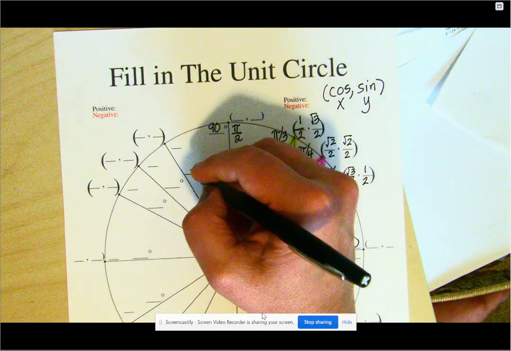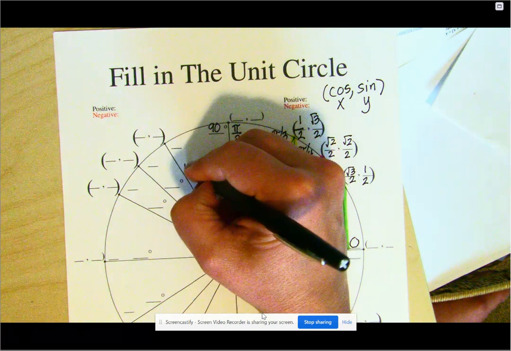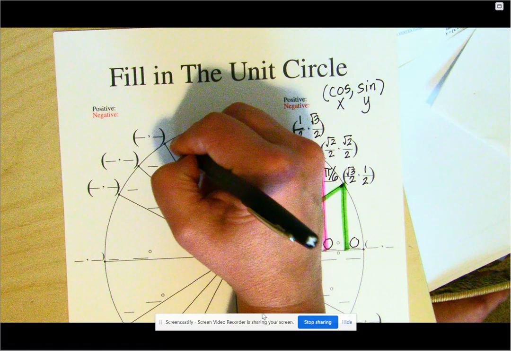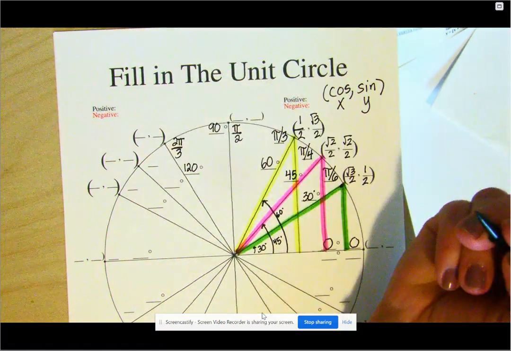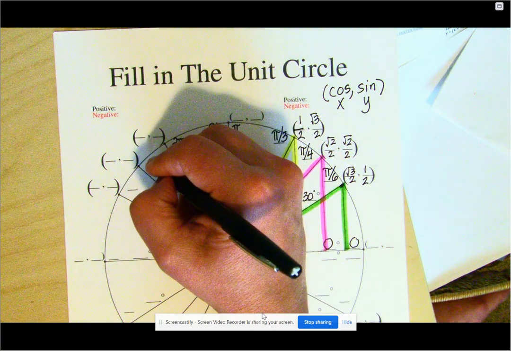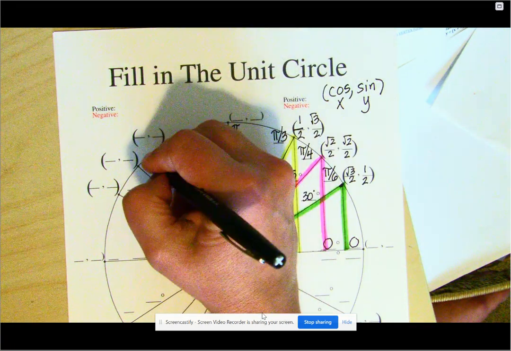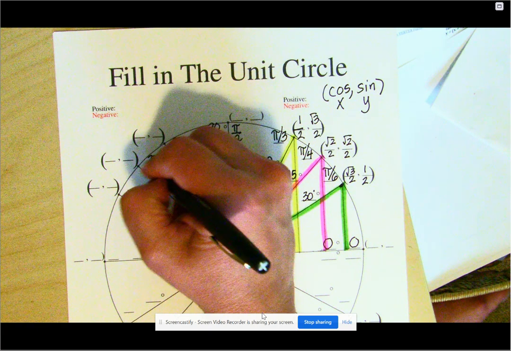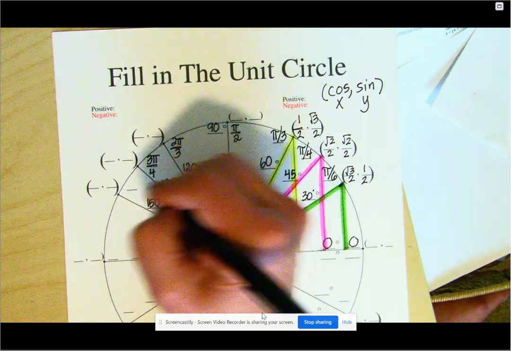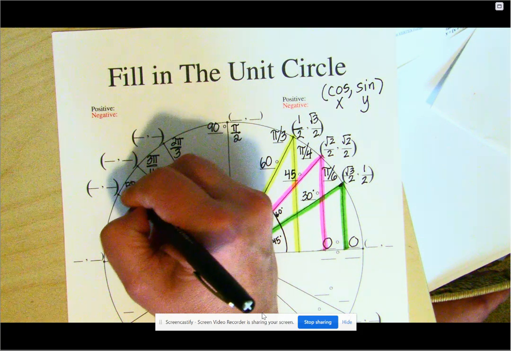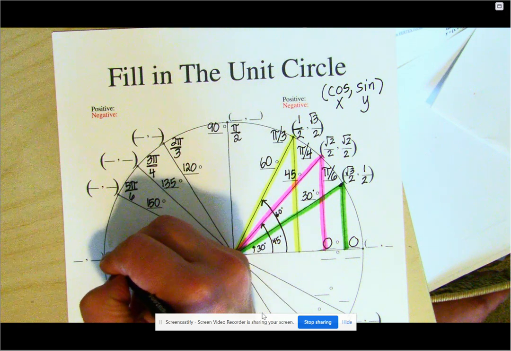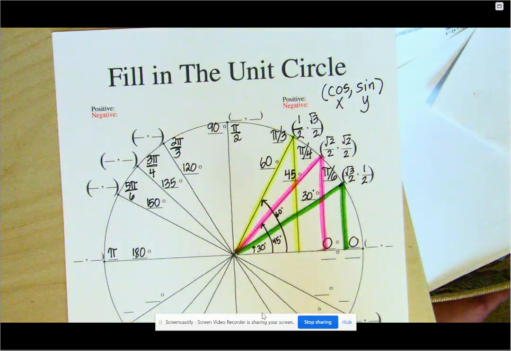Next, we've got 120 degrees, which is 2 pi over 3. This is 135, which is 3/4 pi. This is 150 degrees, which is 5 pi over 6. We have 180, which is 1 pi, halfway around.